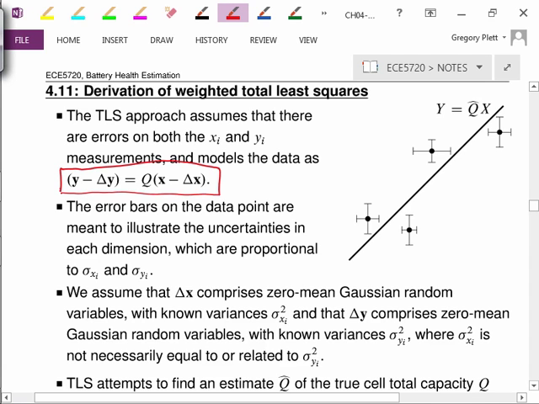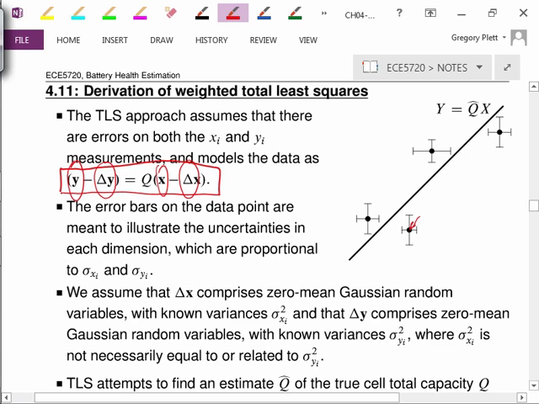The equation that we use to denote that is that we have this y vector of noisy measurements, so there's a truth there plus a delta y, and then this x vector of noisy measurements plus a delta x, to a line with slope q. I'll try to illustrate this on the right.